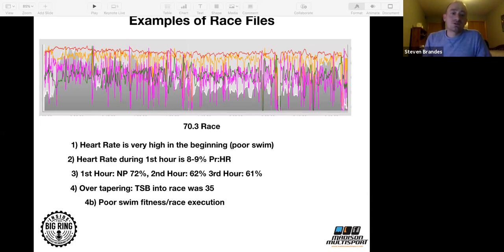The heart rate in the first hour was almost 10%. Not good. Remember, you want to be in 0 to 5%. 8 to 9% is the difference between your normalized power and your heart rate. It's a huge difference. Let's look at the power.